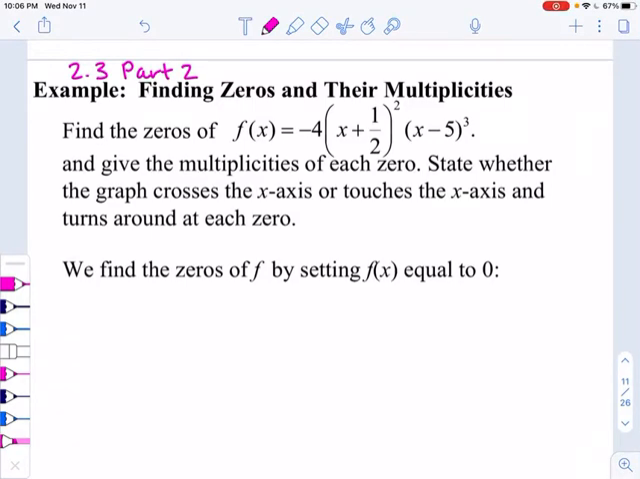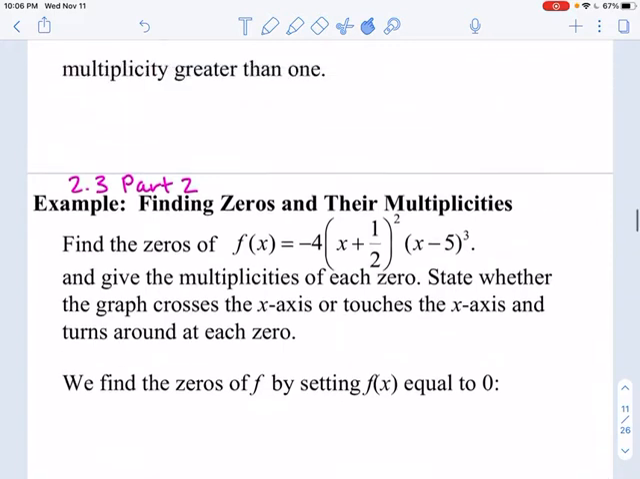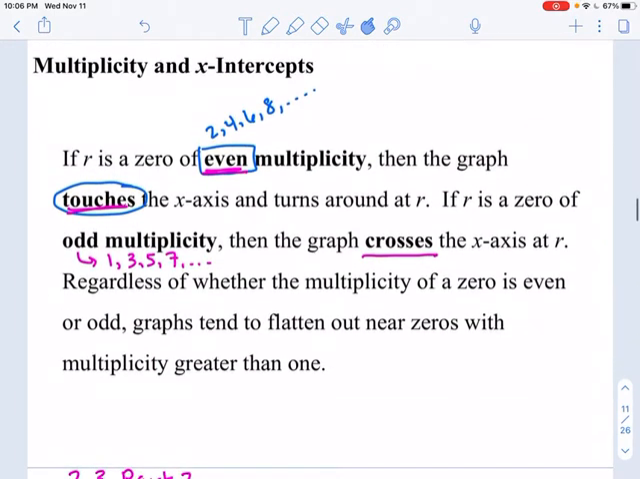Looking at section 2.3, part 2, we are going to start with an example of finding zeros and their multiplicities. To do a little review of the last piece we looked at yesterday, when we talked about our multiplicities and our x-intercepts, we said if r is a zero of an even multiplicity, meaning we had 2, 4, 6, 8, etc., then the graph touches the x-axis and turns around at that value. It says if r is a zero of odd multiplicity, meaning you had 1, 3, 5, 7, 9, etc., then the graph crosses the x-axis at that point.